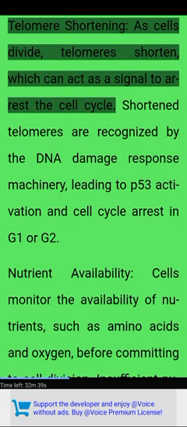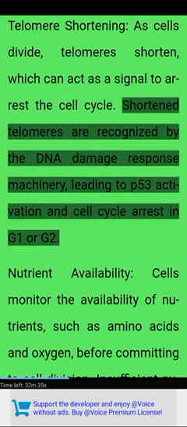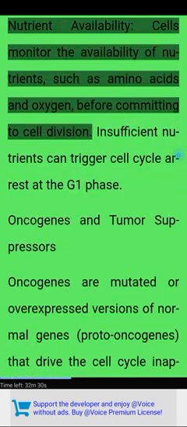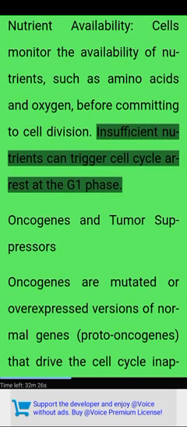As cells divide, telomeres shorten, which can act as a signal to arrest the cell cycle. Shortened telomeres are recognized by the DNA damage response machinery, leading to P53 activation and cell cycle arrest in G1 or G2. Nutrient availability: cells monitor the availability of nutrients, such as amino acids and oxygen, before committing to cell division. Insufficient nutrients can trigger cell cycle arrest at the G1 phase.